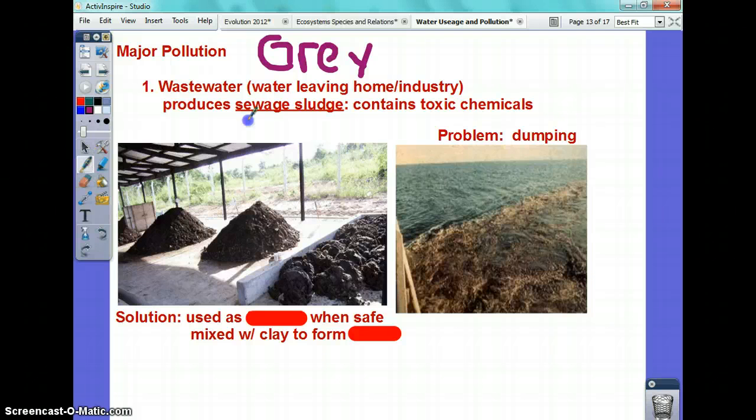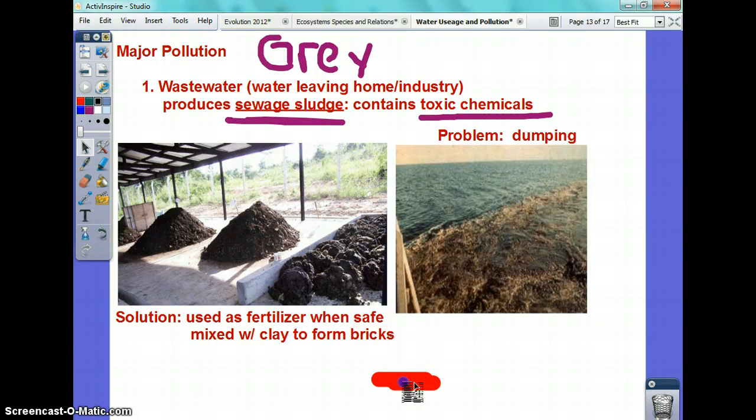Wastewater actually turns into this thing called sewage sludge, and it is full of toxic chemicals because obviously you know what's in wastewater: leftover food that's decaying, your waste from your body. So if you use this wastewater wisely in your home, like regenerating, that is good, but you can also use sewage sludge as fertilizer because it's full of organic compounds. And if you mix it with clay, it looks like construction material. You can form bricks.